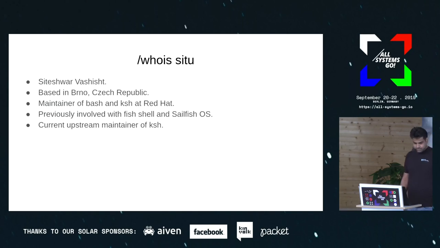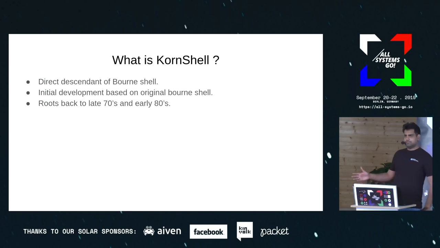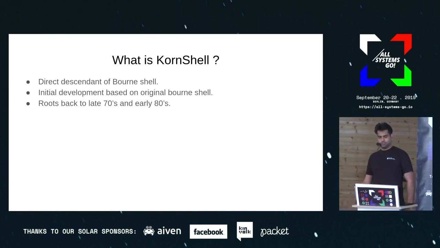My name is Siteshwar. I work for Red Hat. I'm currently the maintainer of Bash and KornShell at Red Hat. In the past, I have been involved in a number of projects like Fish Shell and Sailfish OS. And currently, I'm upstream in KSH. So what is KornShell? It's a very old shell. Its development started somewhere in the early 80s. Its initial implementation was based on the Bourne shell. Even if you look at the source code today, you will see mentions of Stephen Bourne in the source code.